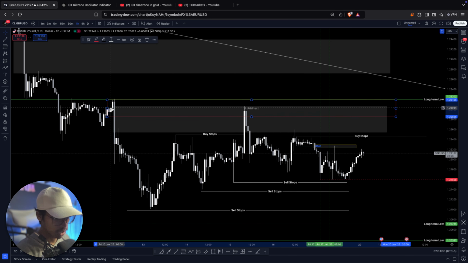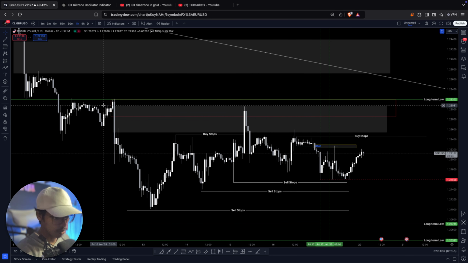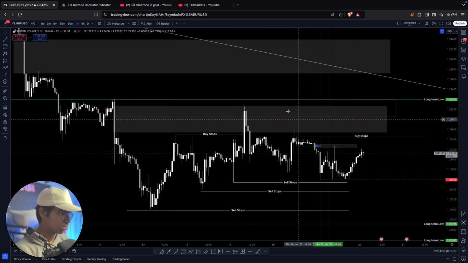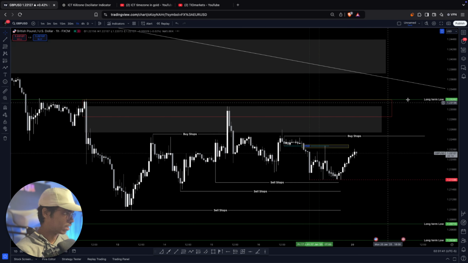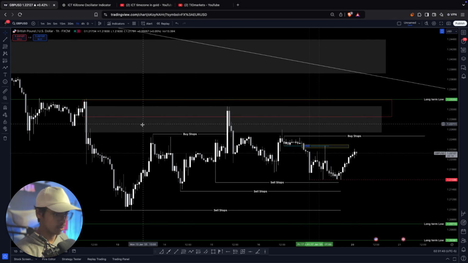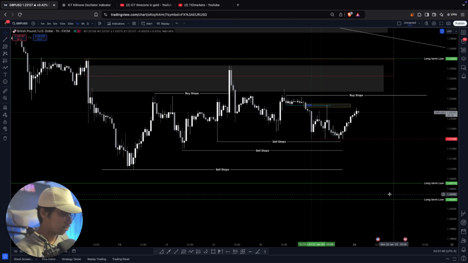This particular up-close candle before a downward move could be a better order block. Got it? Okay, so this is the order block, right? And here is a long term low. Okay, this is a long term low. Now these are the long term lows, which are the fair value gaps.